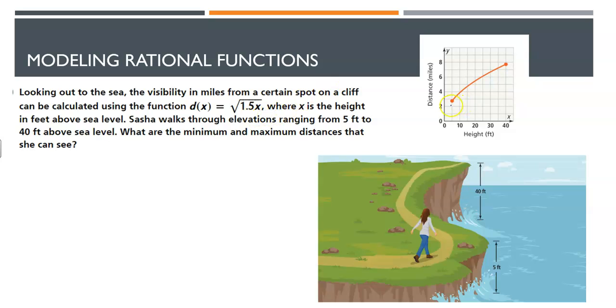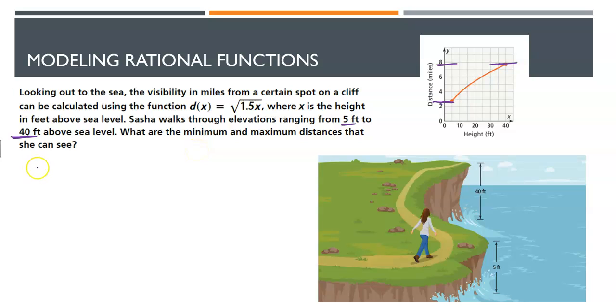And we can see from the function that as her height above sea level increases, so does her visibility, how far she can see. So that's kind of cool. She's starting at 5 feet and going to 40 feet. So we're going to have a minimum and a maximum value for y. And that's what it asks. The distance that she can see is the y.